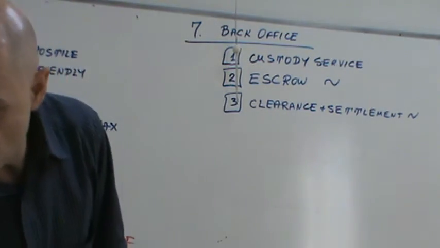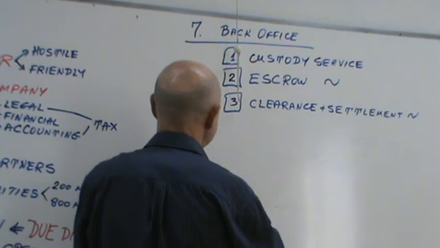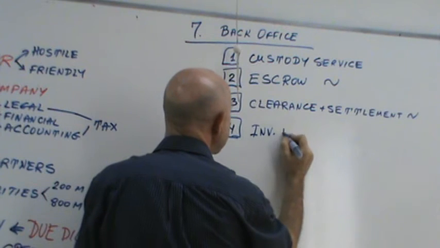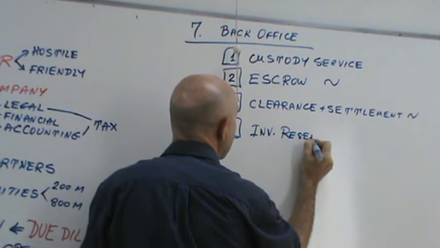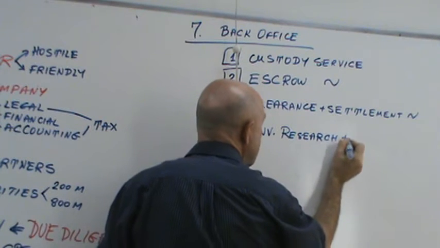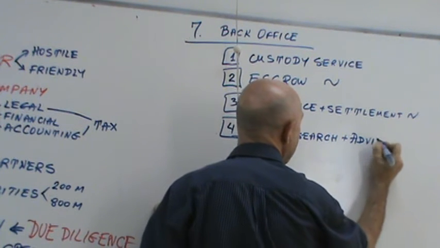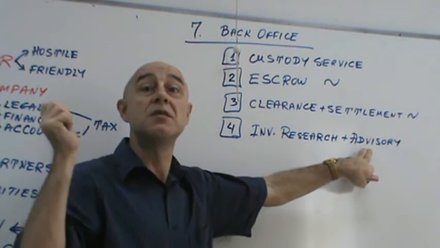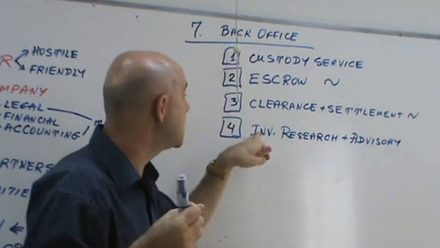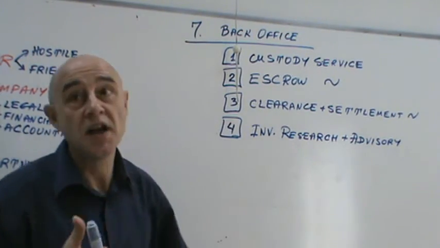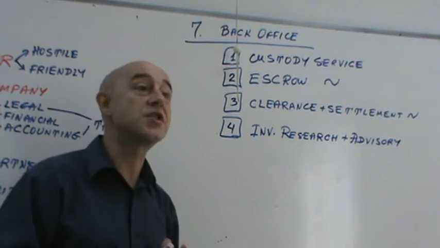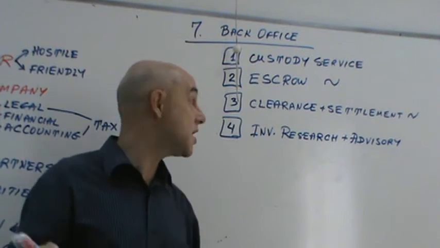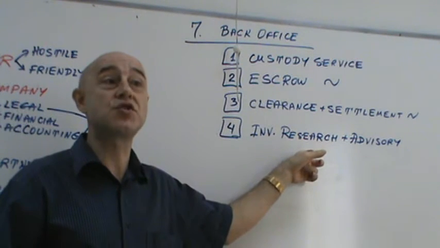Okay. Next, research. Let's just call it short, investment research and advisory. Of course, it could be merger and acquisition advisory or simply investment advisory. As in, Goldman Sachs says, we believe that gold is currently undervalued and good to buy. We believe that oil is extremely overvalued.